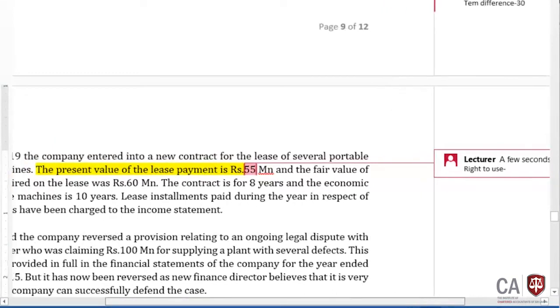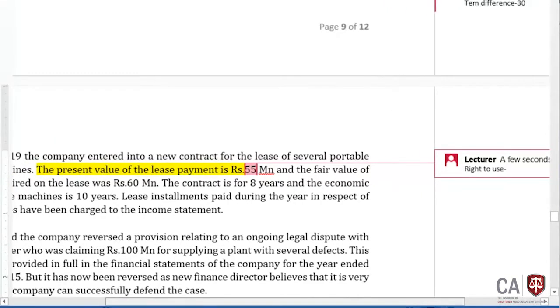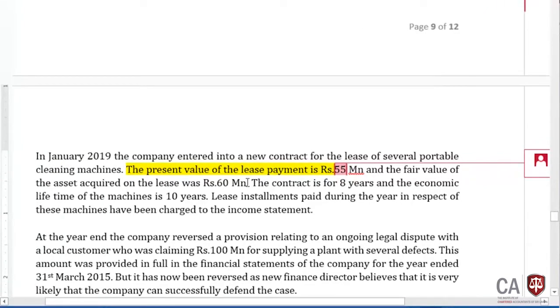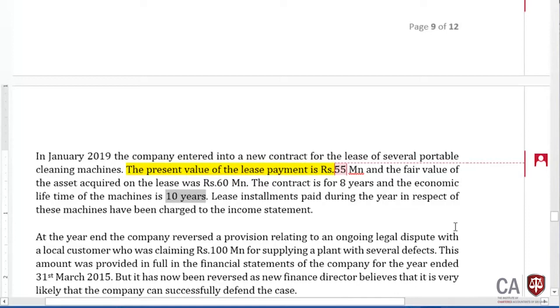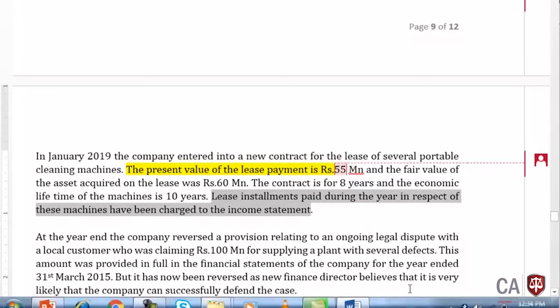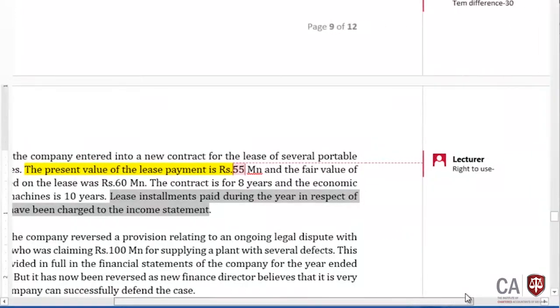Now, in this case we will see what has happened. In this particular scenario, the present value of the lease payments is 55 million, the fair value is 60 million, but we are taking this on a lease basis. The contract is for 8 years, but the economic life is 10 years. So, for the 8 years, you can recognize your right at this amount, being the present value. The lease installments are paid every year, and so this is simply not booked. One more issue you can see: the right to use has not been recognized.